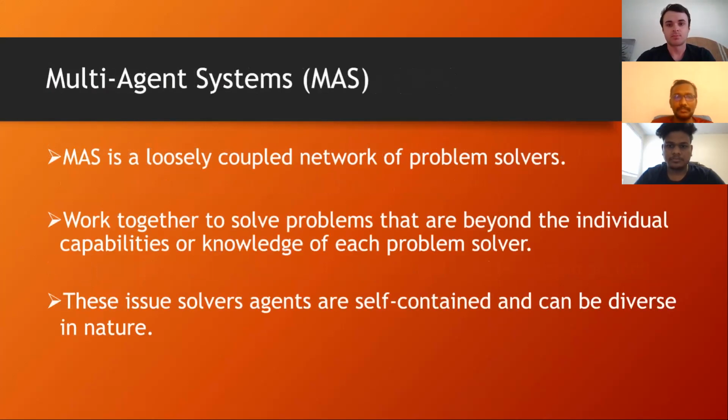Multi-agent systems, the other DAI system, are a loosely coupled network to solve problems. They work together to solve problems that are beyond an individual's capabilities. Like in DAI, they share knowledge among themselves, and the problem solver agents are self-contained and can be diverse in nature.